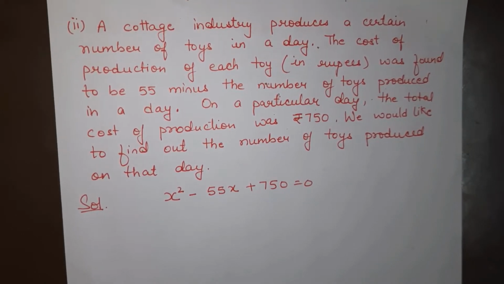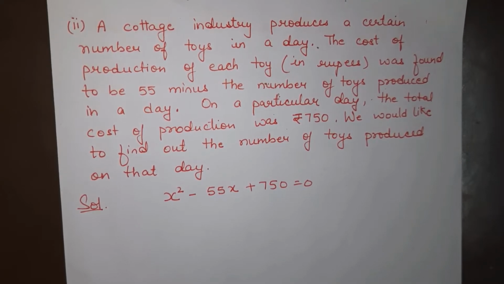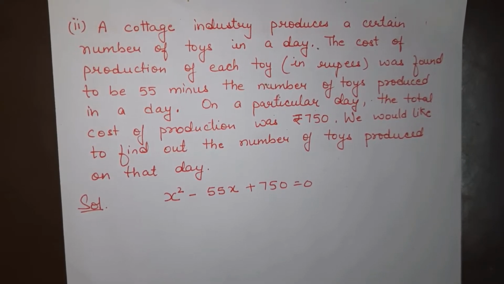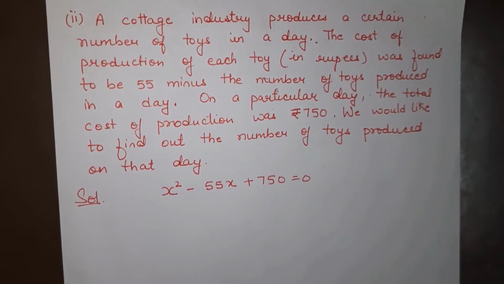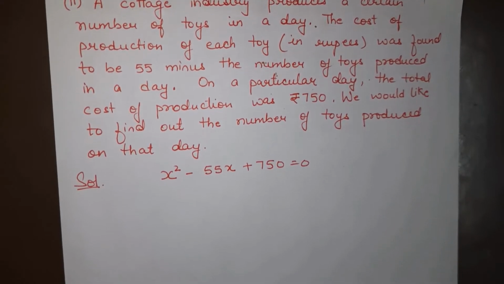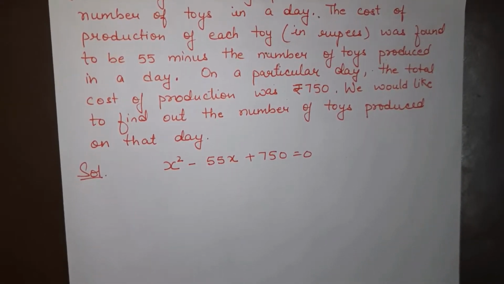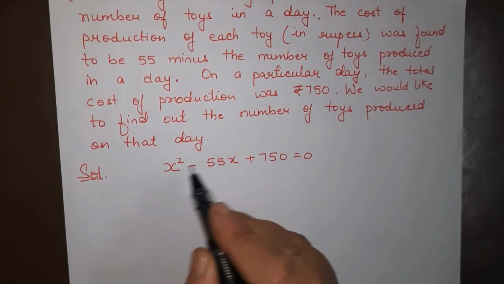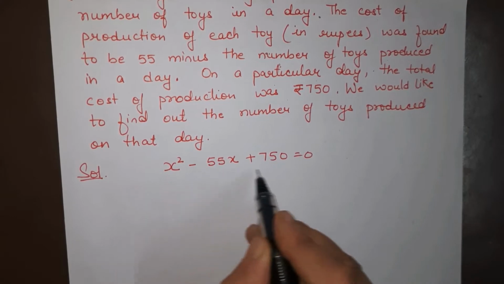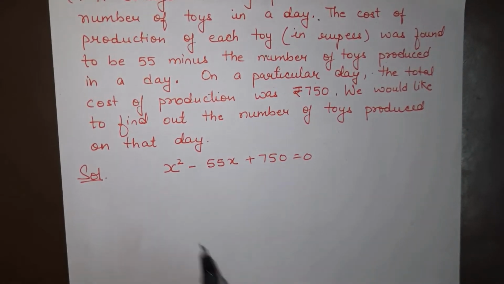A cottage industry produces a certain number of toys in a day. The cost of production of each toy in rupees was found to be 55 minus the number of toys produced in a day. On a particular day, the total cost of production was 750. We would like to find out the number of toys produced on that day. Similar to the first part, this is solved in your book and they have formed this equation. So we need to solve this equation here.